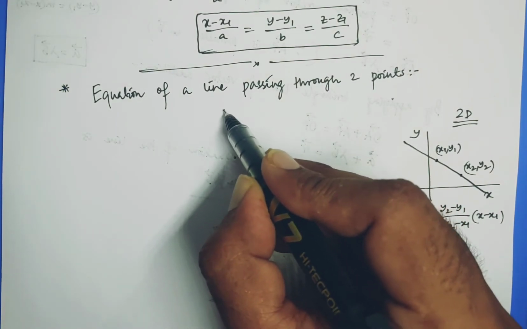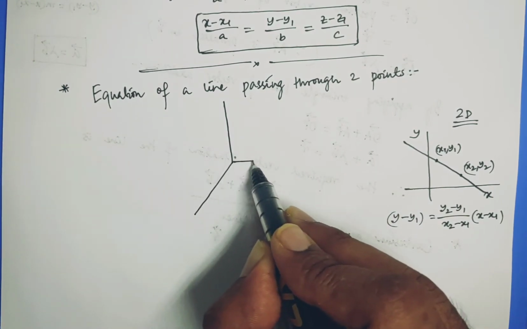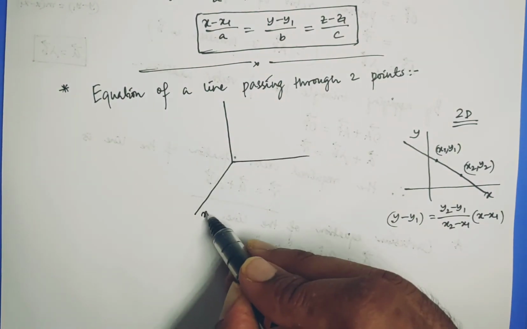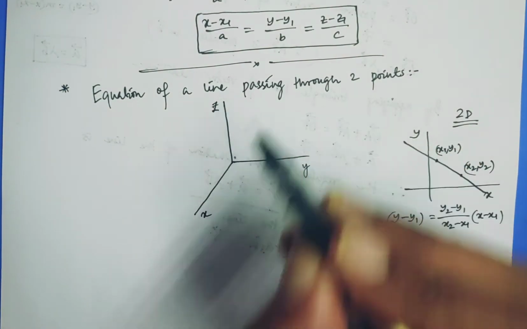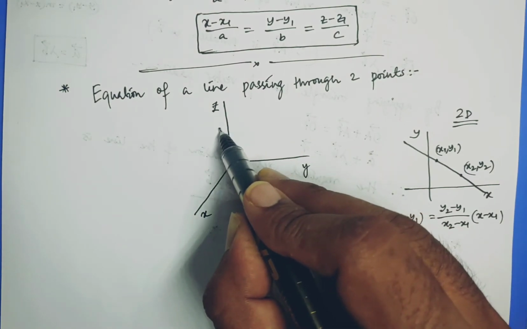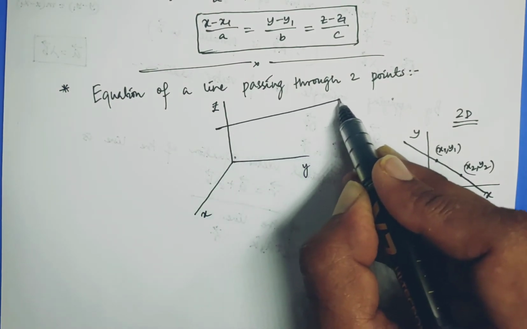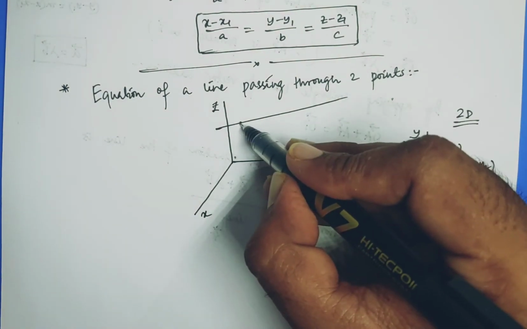So first thing, let's draw. So here we have, this one is your X, this one is your Y, this one is your Z. Okay, now our line goes like, this is our line, right? Now first point, I will take this one as A.